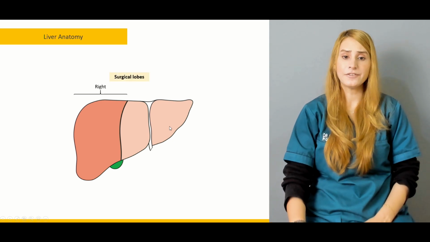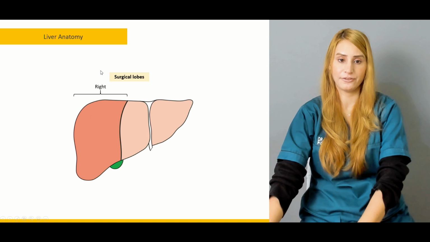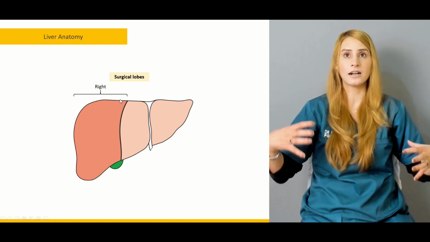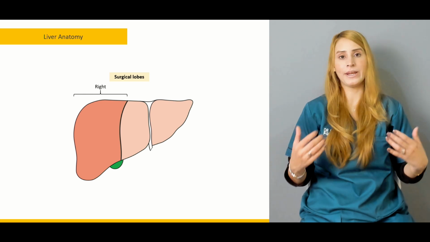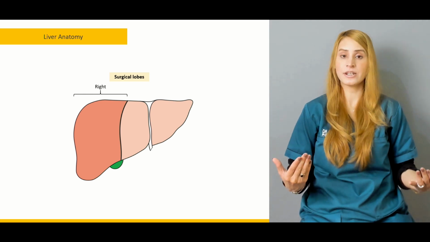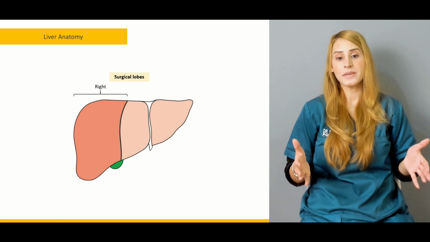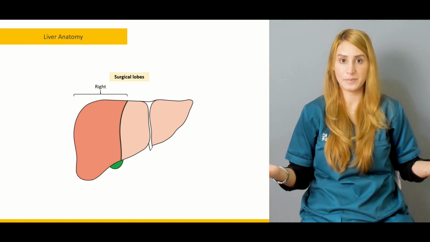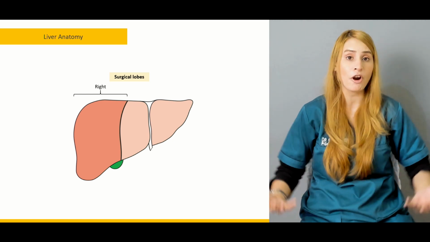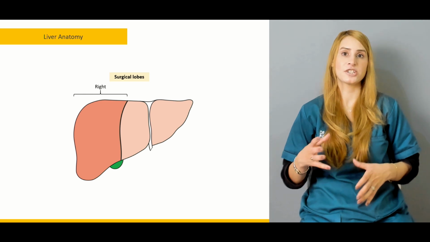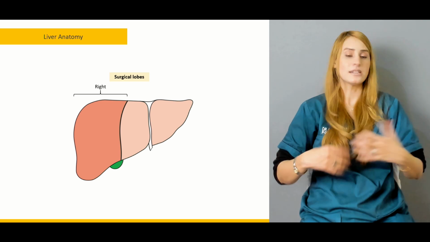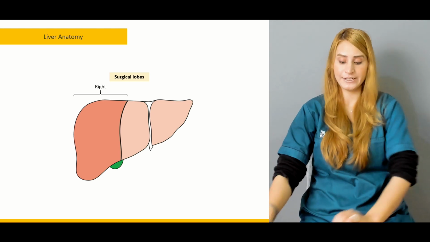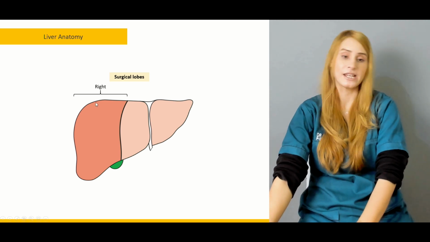If you could appreciate the surgical lobes, it's important to divide the lobes because sometimes when you are doing the liver resection, you do not do the complete hepatectomy. Sometimes you do the partial hepatectomy, which is also called a lobectomy, right? So it's important that you divide the liver into surgical lobes and surgical zones.